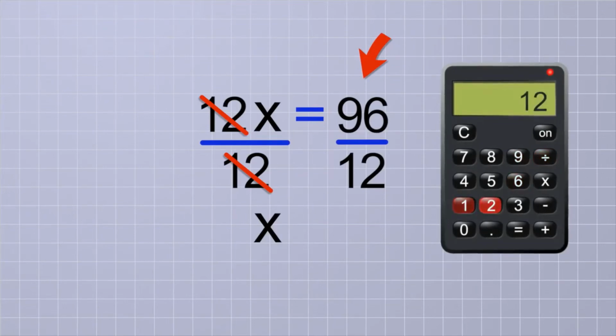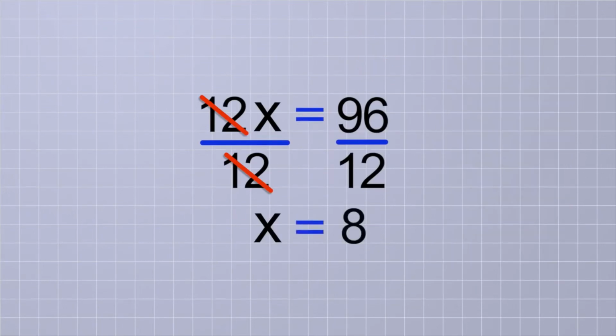96 divided by 12 is 8. So in this problem, x equals 8. That's pretty easy, isn't it? Are you ready to try a division problem now?